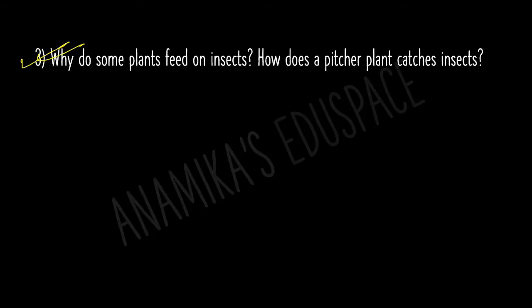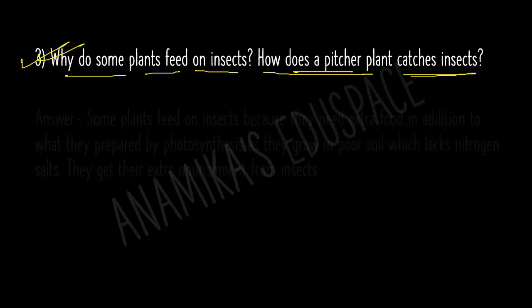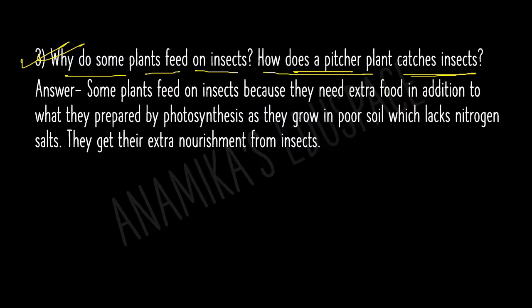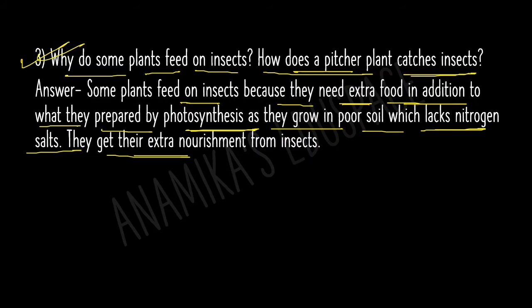Question number 3. Why do some plants feed on insects? And the next part of the question is, how does a pitcher plant catch insects? Answer. Some plants feed on insects because they need extra food in addition to what they prepare by photosynthesis, as they grow in poor soil which lacks nitrogen salts. They get their extra nourishment from the insects.